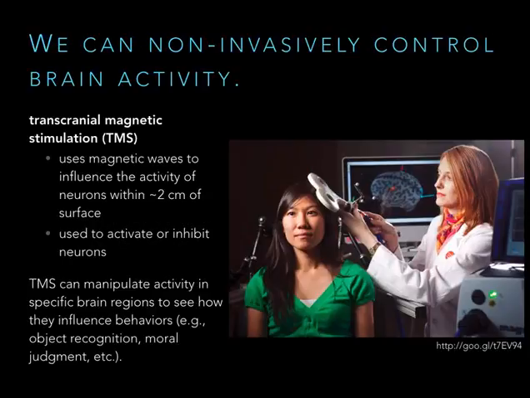Kind of a nifty, newer method would be transcranial magnetic stimulation, and it's exactly what it sounds like. Transcranial, through the cranium, so through the skull. We don't have to make any holes or anything like that. Magnetic, we're going to use magnetic waves. Magnetism and electricity are essentially interchangeable. Stimulation. So we can stimulate, we can also inhibit regions of the brain using magnetic waves.